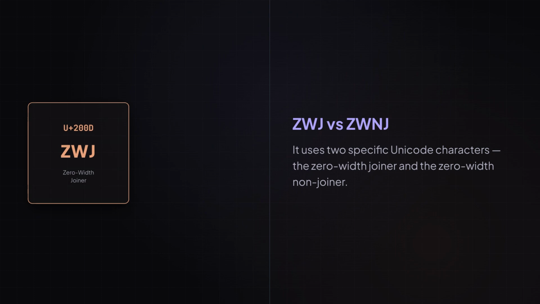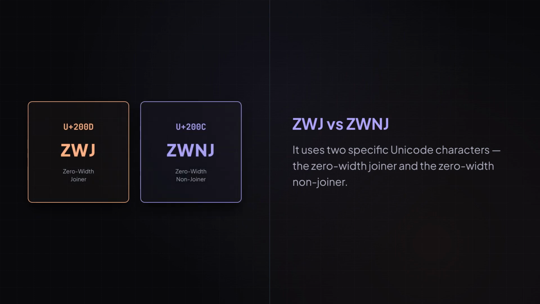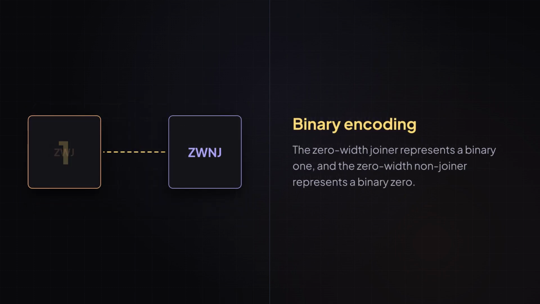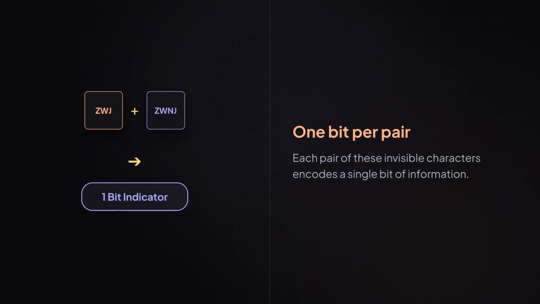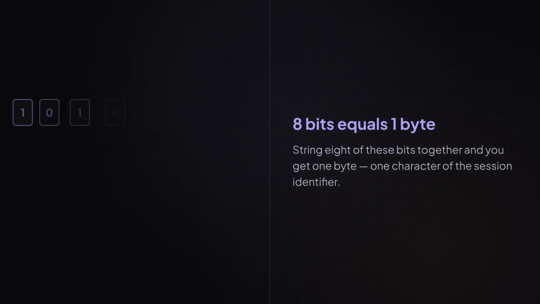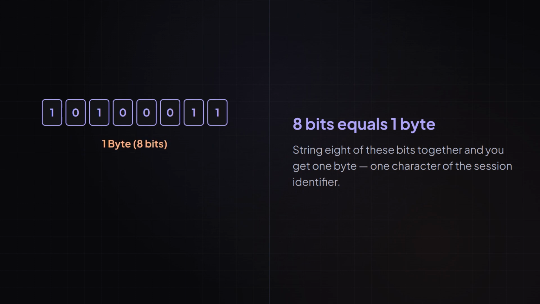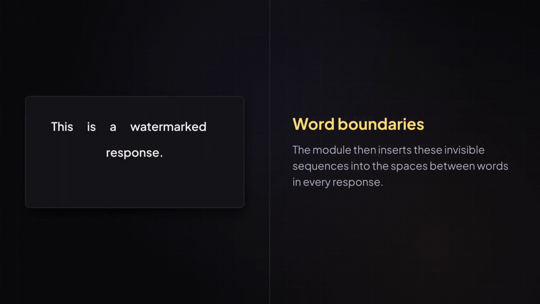It uses two specific Unicode characters, the zero-width joiner and the zero-width non-joiner. The zero-width joiner represents a binary 1, and the zero-width non-joiner represents a binary 0. Each pair of these invisible characters encodes a single bit of information. String 8 of these bits together and you get 1 byte, 1 character of the session identifier. The module then inserts these invisible sequences into the spaces between words in every response.